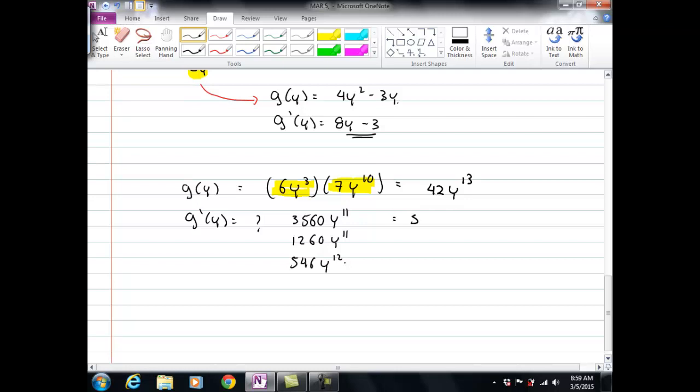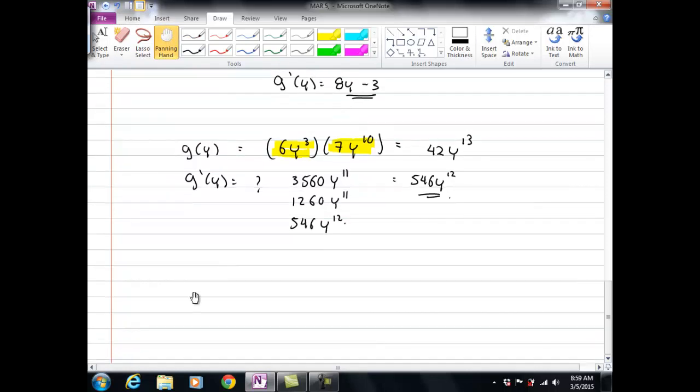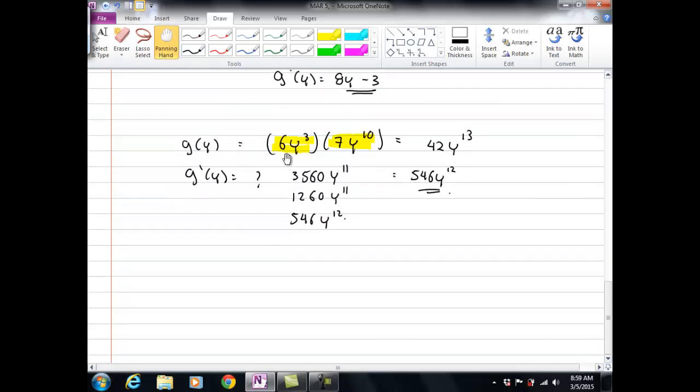And I believe 546 Y12 is correct. That's it. Whoa. Slow down there. When I ask this question, can I just take the derivative of this times the derivative of that? The answer is no. Okay?